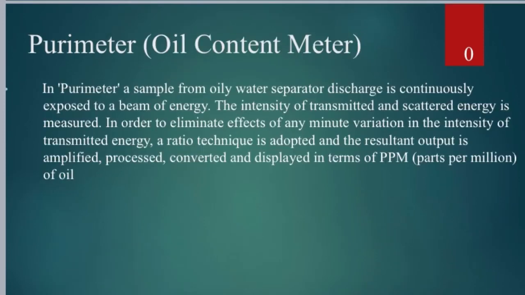Purimeter or oil content meter. In a purimeter, a sample from the oily water separator discharge is continuously exposed to a beam of energy. The intensity of transmitted and scattered energy is measured. In order to eliminate the effects of any minute variation in the intensity of transmitted energy, a ratio technique is adopted and the resultant output is amplified, processed, converted and displayed in terms of parts per million of oil.